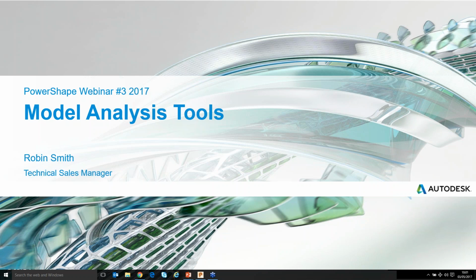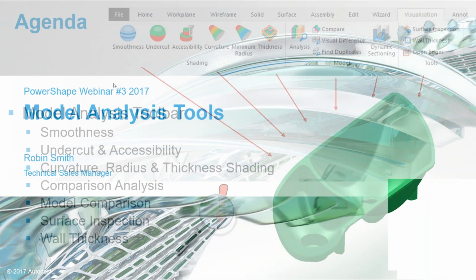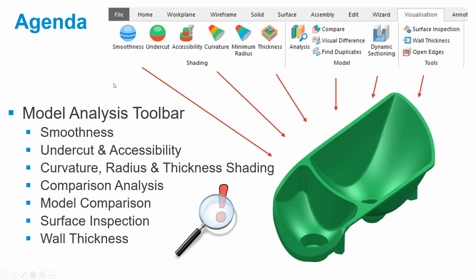So the toolbar for model analysis these days looks like this. And you can see there's all sorts of wonderful tools on this toolbar that allow us to really understand what the CAD data is that we're working with, whether we've modeled it ourselves or whether we've received it, to understand where potential issues may lie with it, in order that we can start to think about fixing them if necessary.